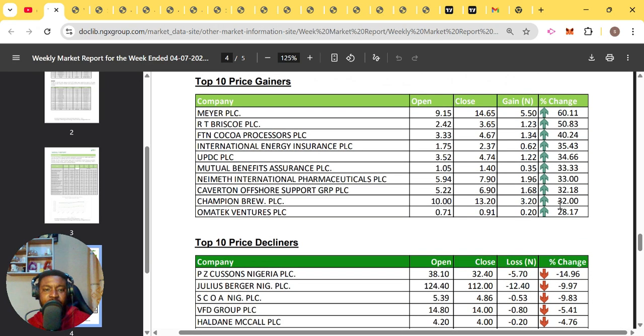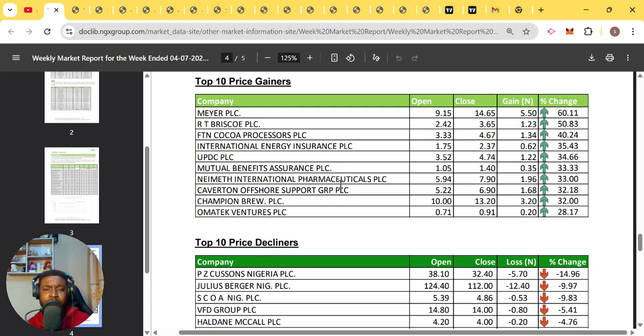So we have RT Briscoe, we have FTN Cocoa from 333 to 467. That's a 40% jump. And we have International Energy Insurance from 1 naira 75 kobo to 2 naira 37 kobo. That gave 35%. And this is just a week. If you tell somebody that you can make 30% a week, 30% a month, they're like, what are you saying? I know what I'm saying. It's not possible, you speak too much grammar. And it's happening live now. You're seeing it. So we have UPDC. UPDC gained 34% from 3 naira 52 kobo to 4 naira 74 kobo.